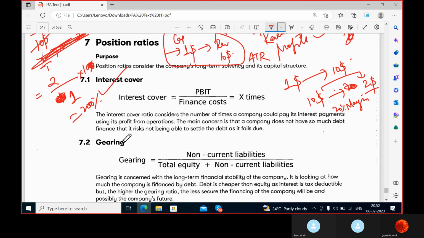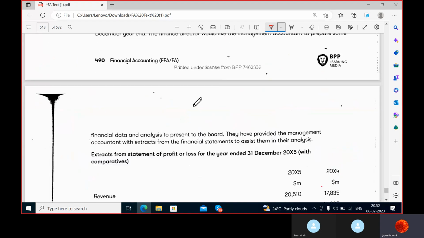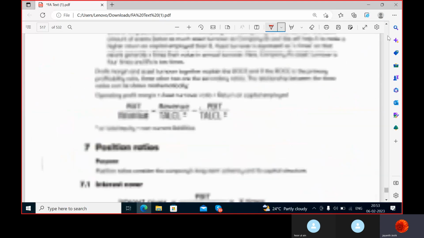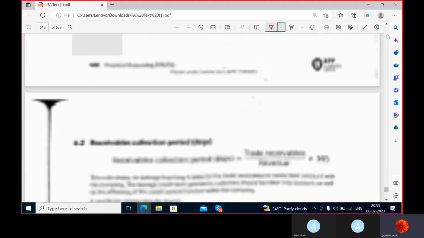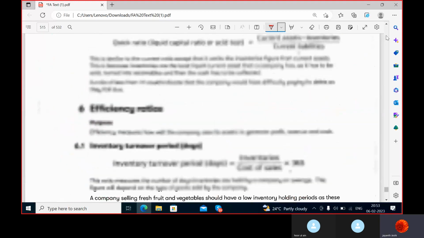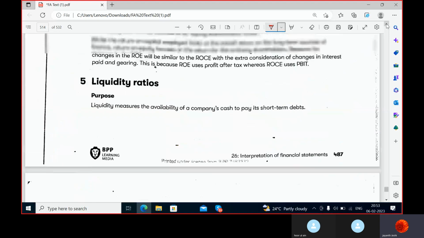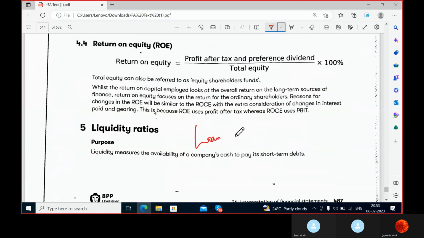Next formula. We are just having two more ratios, that is interest coverage ratio and gearing. So please understand. What is this interest coverage ratio? See, suppose you are a bond holder in a company, or let's say you are a creditor to the company. You have given a loan to XYZ company. Now, what do you want from that company?